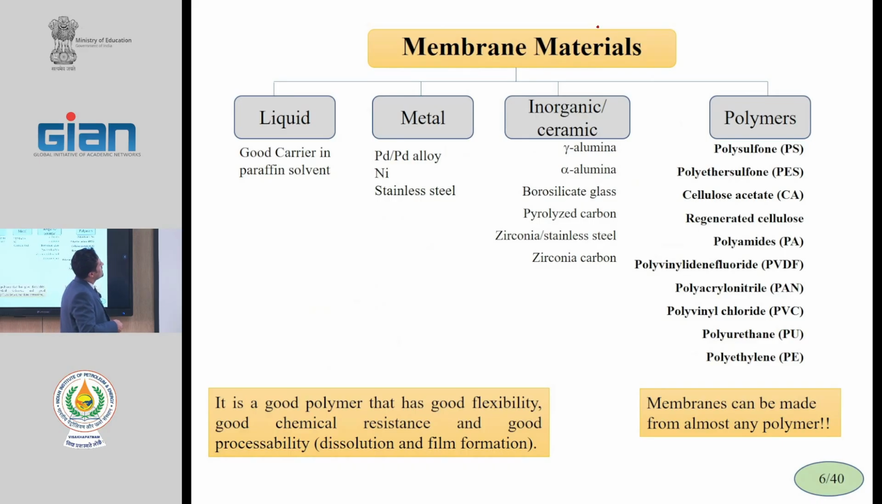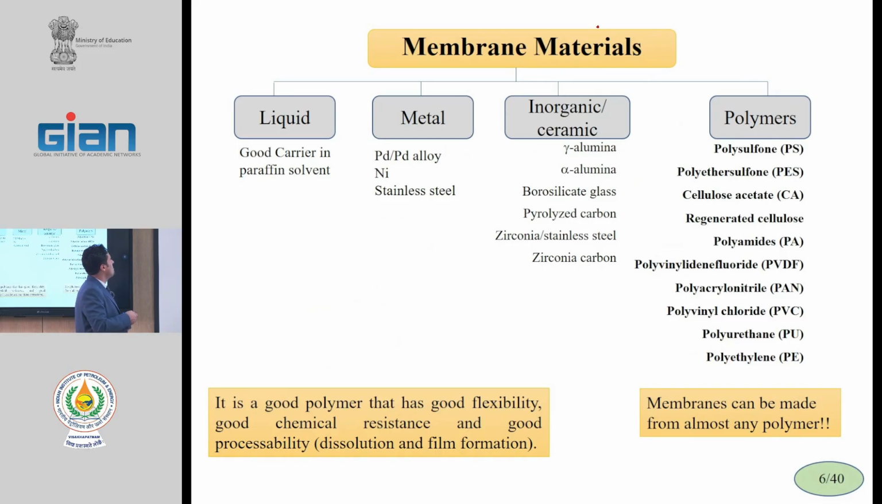Metal membranes are mostly used for hydrogen separation, which Professor Raka will speak about. But we can fabricate porous metal membranes also, which we can use for microfiltration and ultrafiltration, but they are very, very expensive and used in nuclear processes for separation of some pollutants.